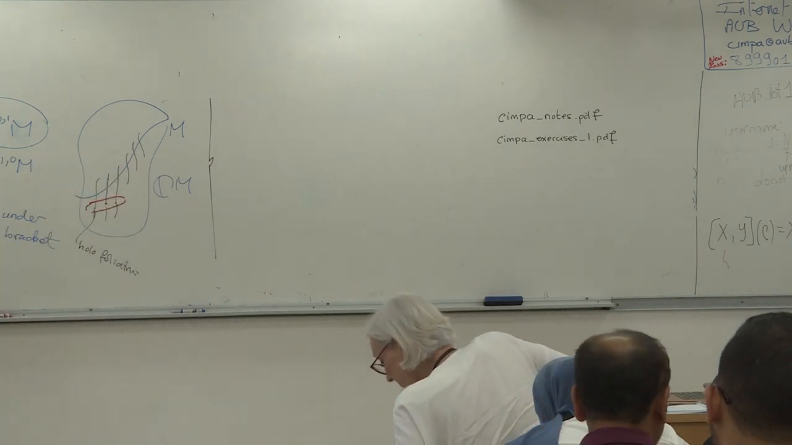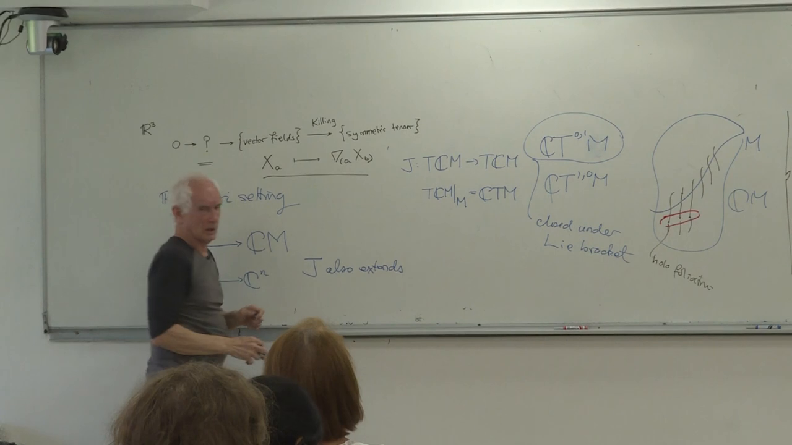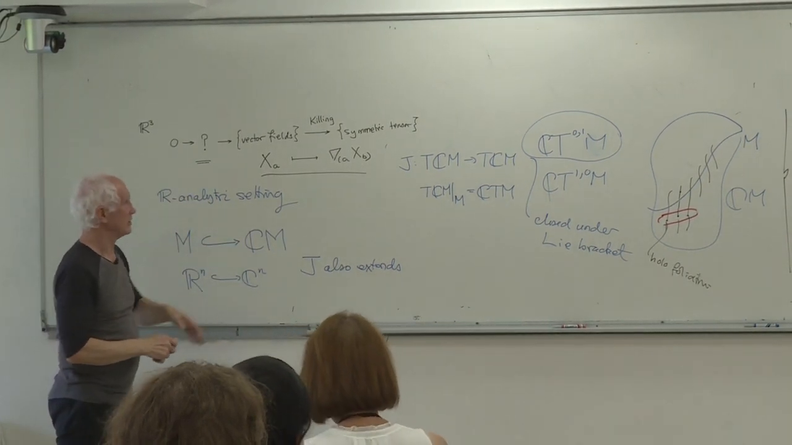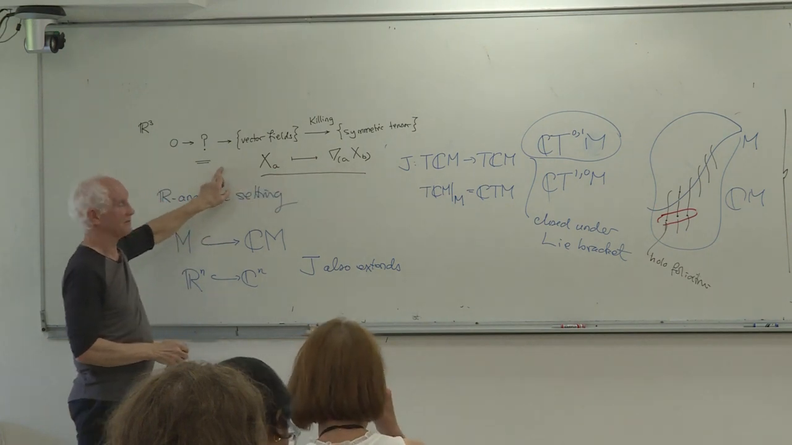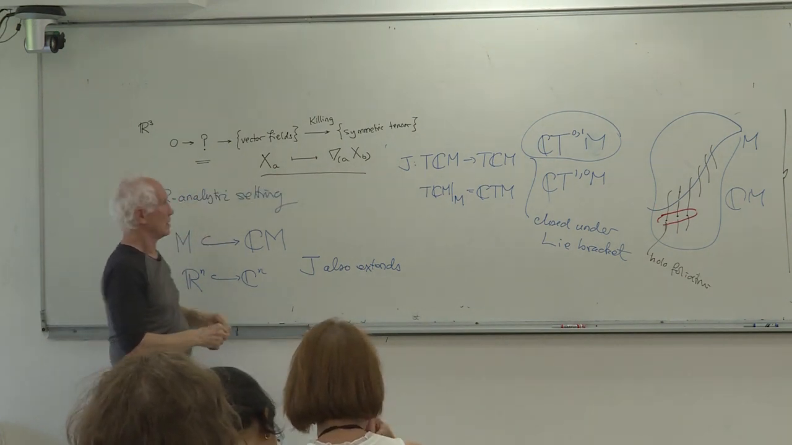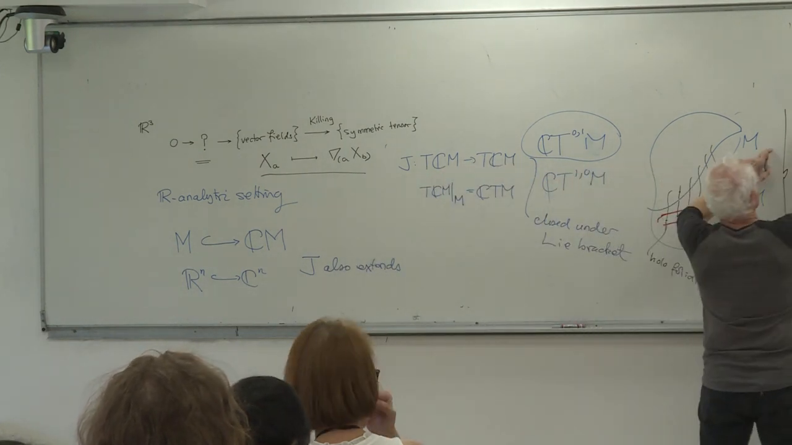All I want to do for the moment is tell you how to go about finding the kernel of this. That's what we're after for the question mark. Okay, so what is the kernel of what I've been calling the Killing operator?